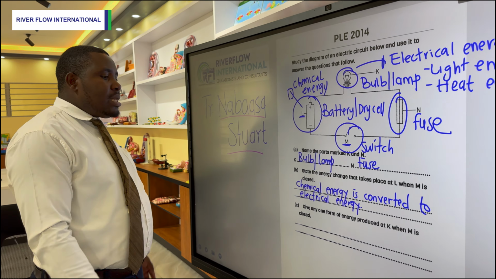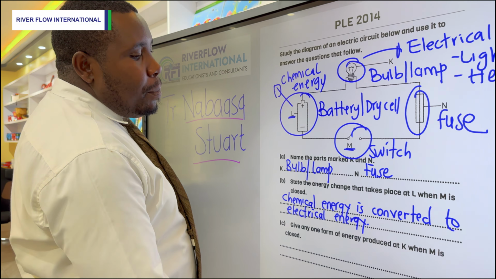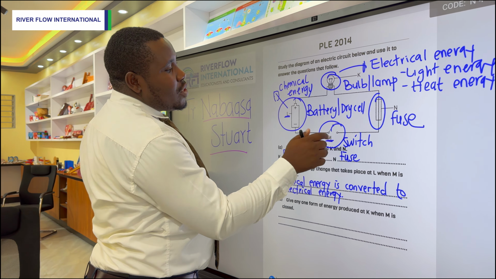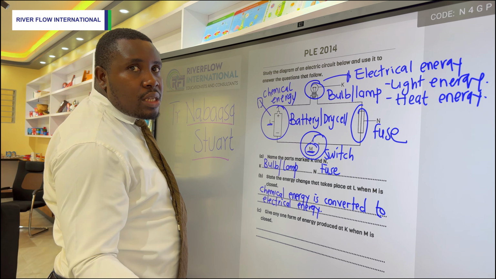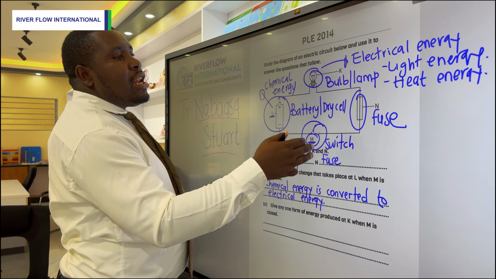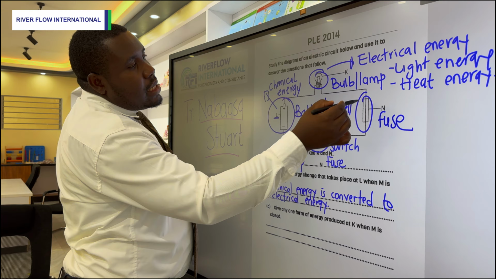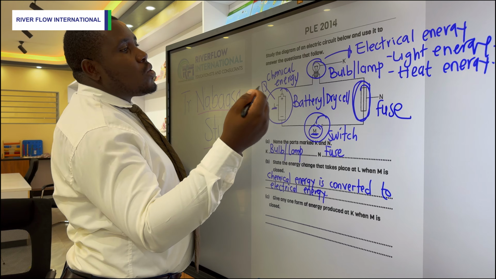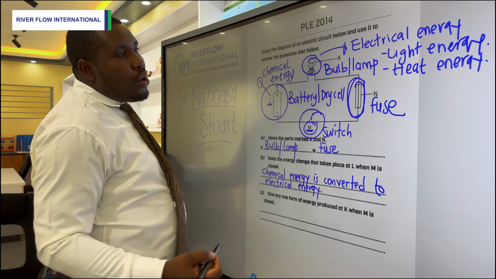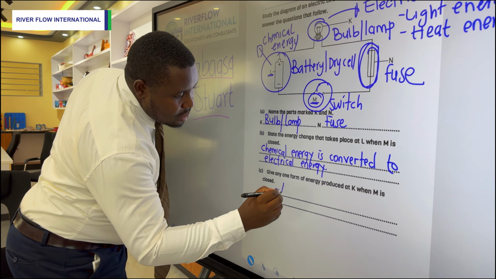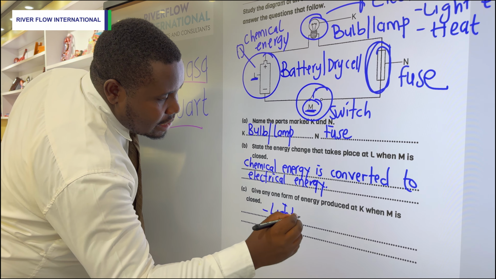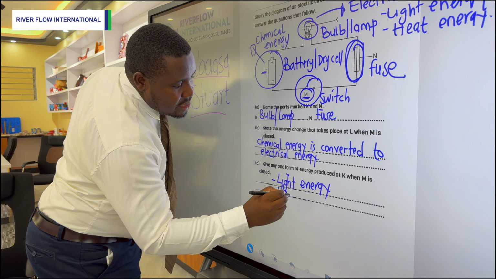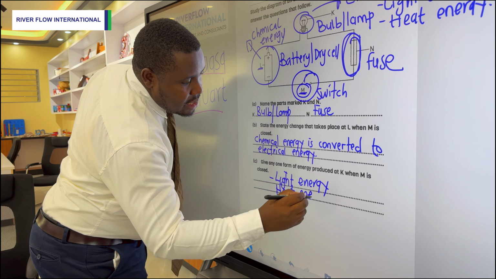Then we come to part C, give any one form of energy produced at K when M is closed. We already have the answer. Once you close M, it means you have closed the switch, you have completed the circuit, and if there is not a lot of electricity that will make the fuse blow or melt down so that it breaks the circuit, the bulb will start lighting. And when it lights, it will have produced light energy. What other energy can be produced there? It is heat energy.